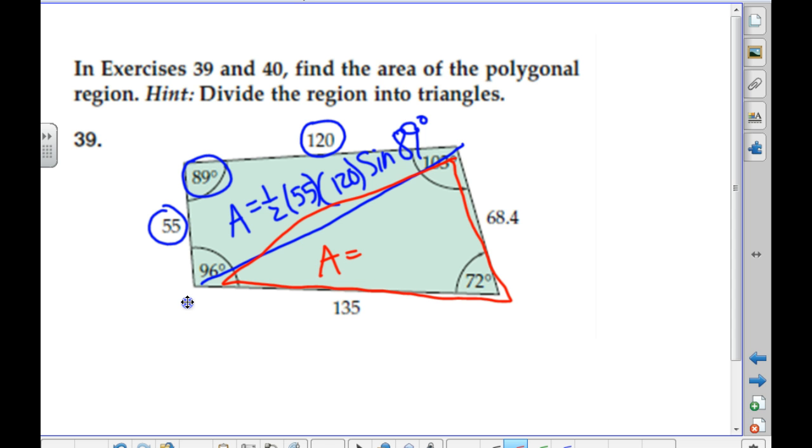It was easier than the one we did where we had to use law of cosines and then Heron's formula and so on. This one, we have all the sides and all the angles, so it's not hard. And you should get the same answer if you chose to divide the quadrilateral the other direction. You should get the same answer. Yes? Thank you.